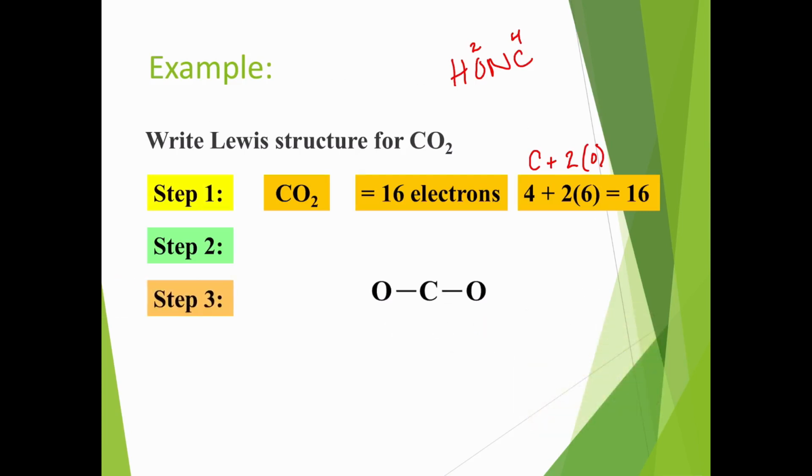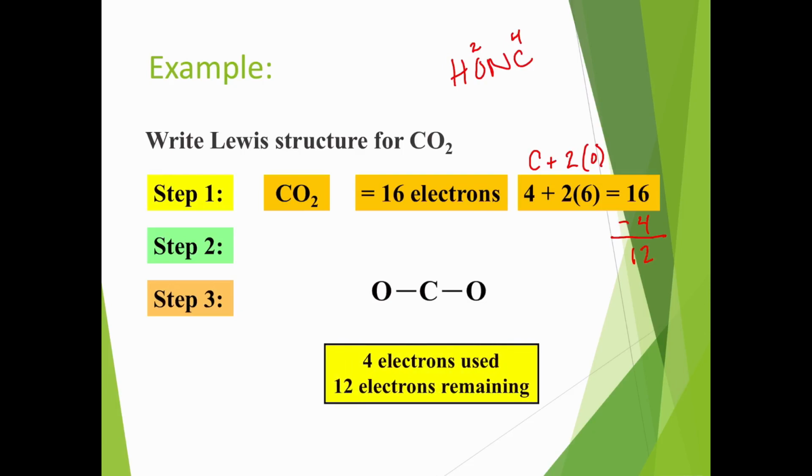So our next step is to attach the peripheral atoms to the central atom using single bonds. Okay, so if we do that, now we've used up 4 of our electrons because each bond is worth 2, and so we have 12 electrons left to play with. So 4 electrons used up, 12 electrons left.